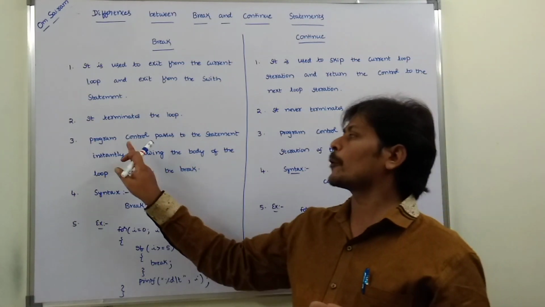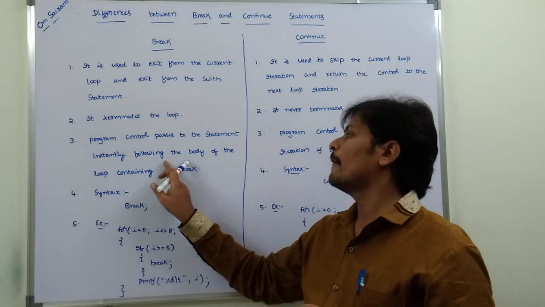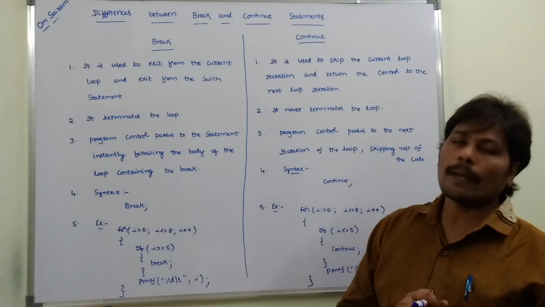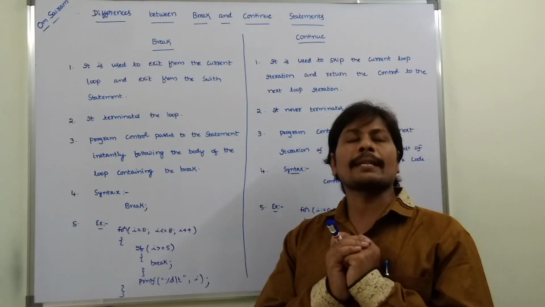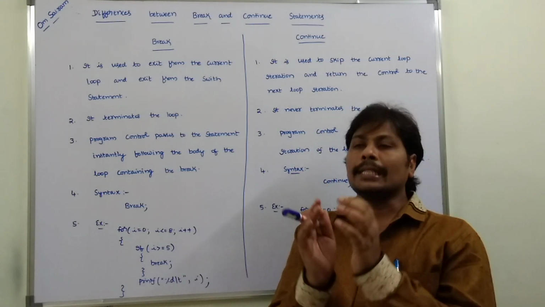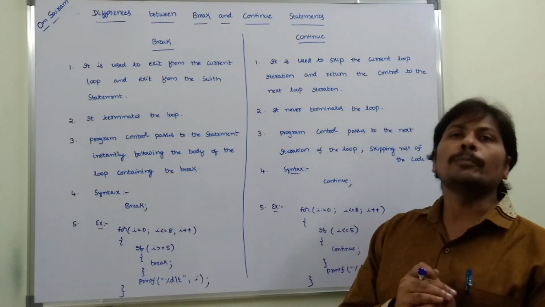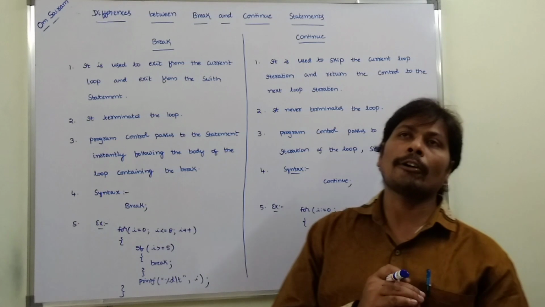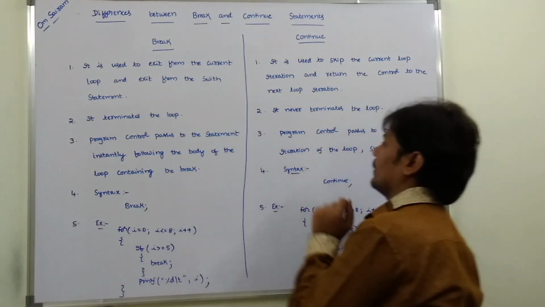Third one is program control passes to the statement immediately following the body of the loop containing the break. Suppose we take the for loop. When any break statement occurs, the control immediately terminates the current loop and goes to the next statement after the loop. That is the meaning of this statement.